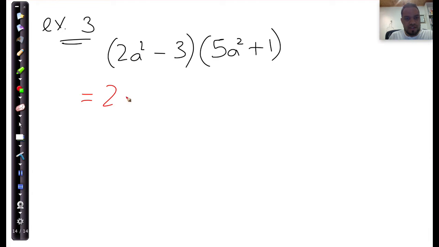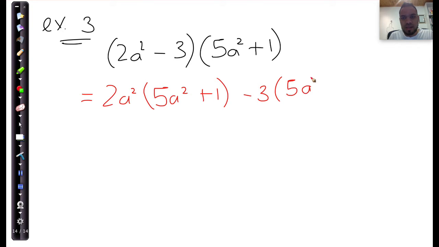So we're going to take the first term, which is 2a squared, and multiply it by this entire bracket that you see over here, 5a squared plus 1. Right, and then we're going to take the second term that we see, which is minus 3, and multiply that by 5a squared plus 1. Okay, and now let's work it out. Let's do each part. That times that, times that, right? That times that, and that times that.